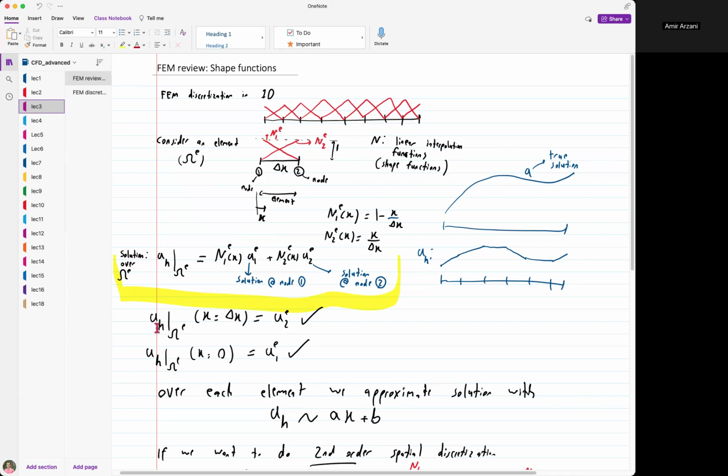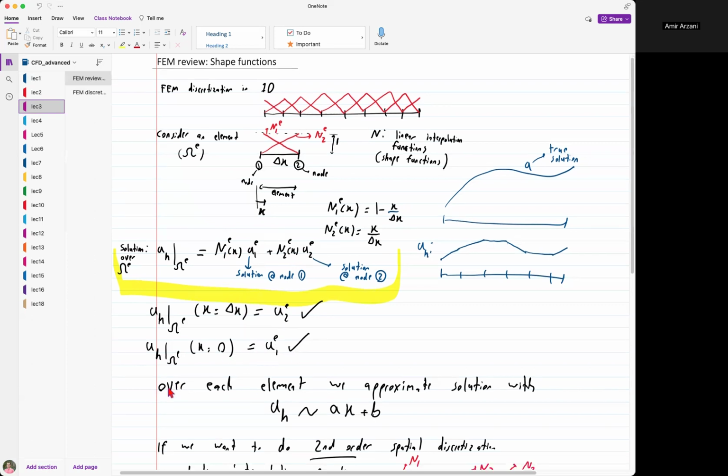Now, if I take my discretized solution and plug in x equals delta x, which is the location of node 2, N1 becomes 0 at that x equals delta x, so this goes away. N2 is 1, so I just get U2. So that's exactly what I wanted: at x equals delta x, the solution is U2, the solution at node 2. And similarly, if you put x equals 0, you can see that this is equal to U1. Okay, so that's the details for the simplest case.